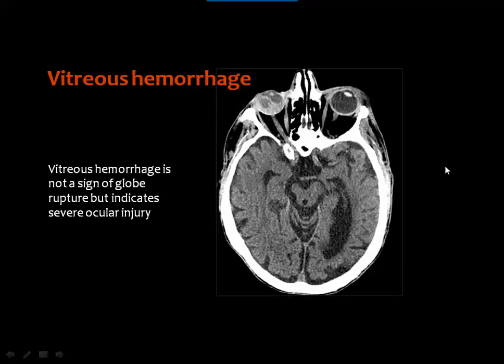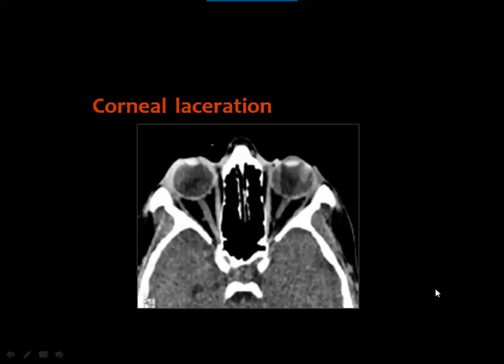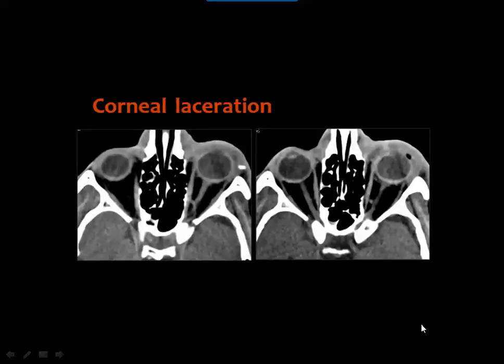Then here is an example of vitreous hemorrhage, and the globe is relatively small, and you see the hyperdensity within the vitreous itself. And sometimes you get corneal lacerations, and these lacerations are easily diagnosed by simple inspection of the patient. Here you see the anterior chamber is intact, but in this area you see loss of the anterior chamber, and the lens is almost exposed to the external environment.